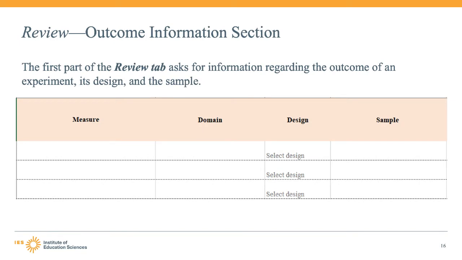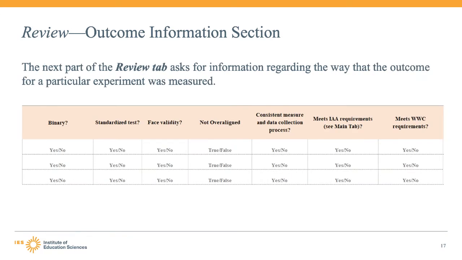Now we move on to the Review tab of the Study Review Guide. This section contains some important information about study measures, the domains the measures belong to, the design of the study, the sample, and when the outcome was gathered. This section of the Review tab helps the reviewer to determine if the outcome meets the WWC's requirements for an eligible outcome. There is also a place to note any concerns the reviewer might have about a measure if they are uncertain whether or not a measure meets the WWC's requirements.